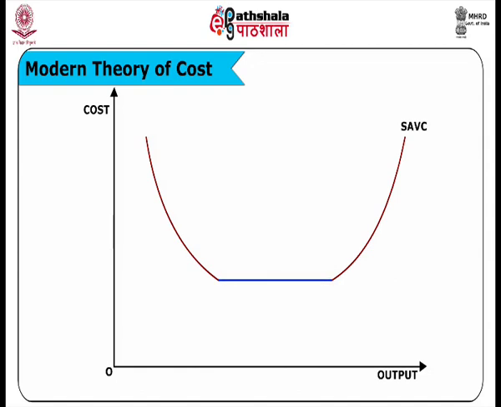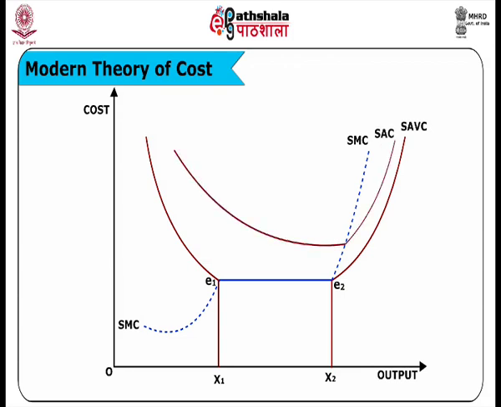The SAVC curve has a flat stretch over a range of output, wherein the SAVC is equal to the short-run marginal cost, both being constant per unit of output. The short-run average cost curve continues to fall even over the range of output x1 and x2, corresponding to the flat stretch of the SAVC curve, wherein SAVC is assumed to be constant.